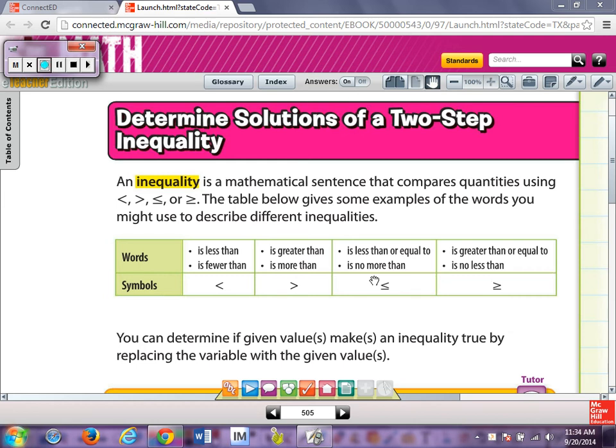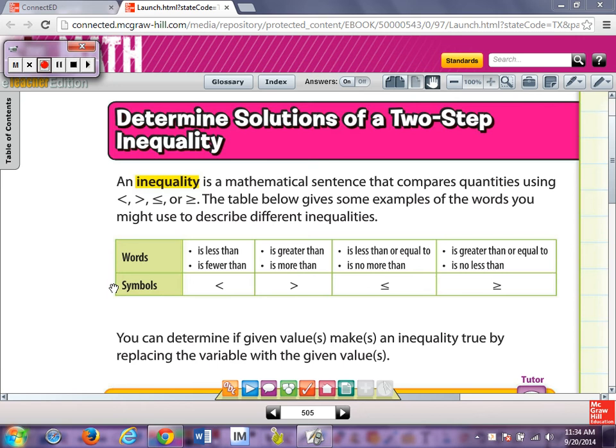So let's just redefine what an inequality is. An inequality is a mathematical sentence that compares quantities or amounts of things using less than or equal to, or greater than or equal to. And the table below redefines those symbols for you and gives you some explanations on what they mean. But like I said before, the best way to do this is to jump right into the work, and we'll explore what these signs mean as they pop up.